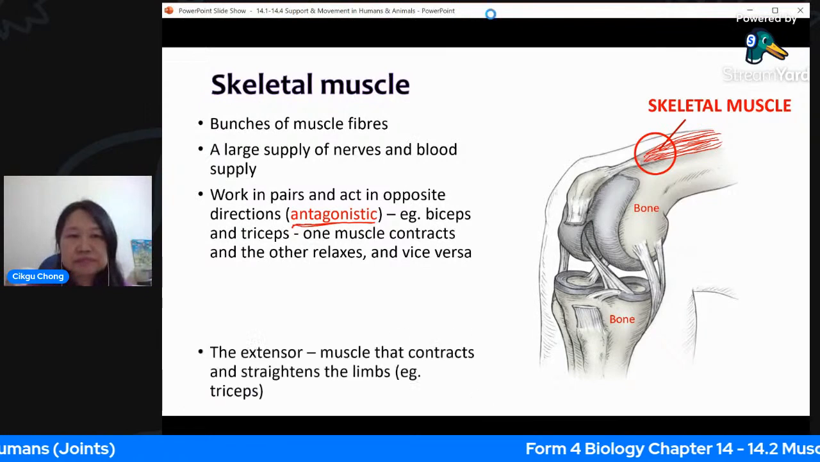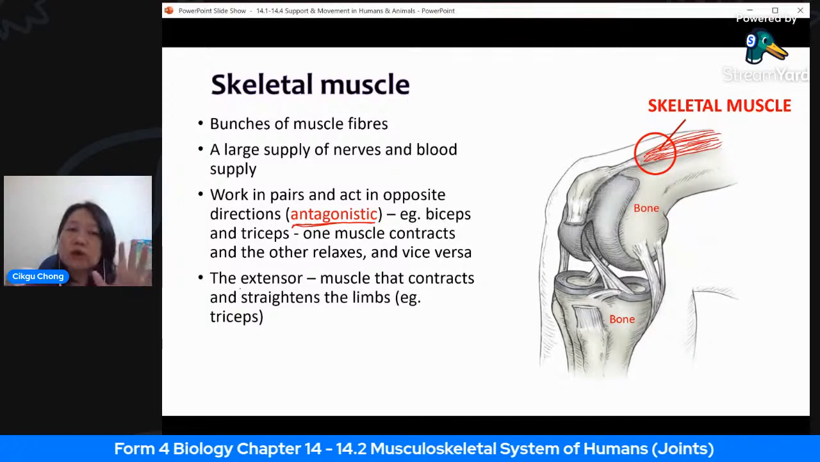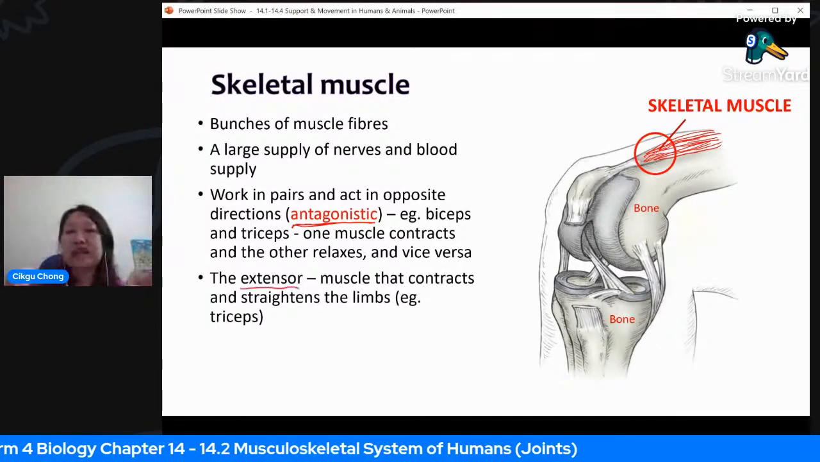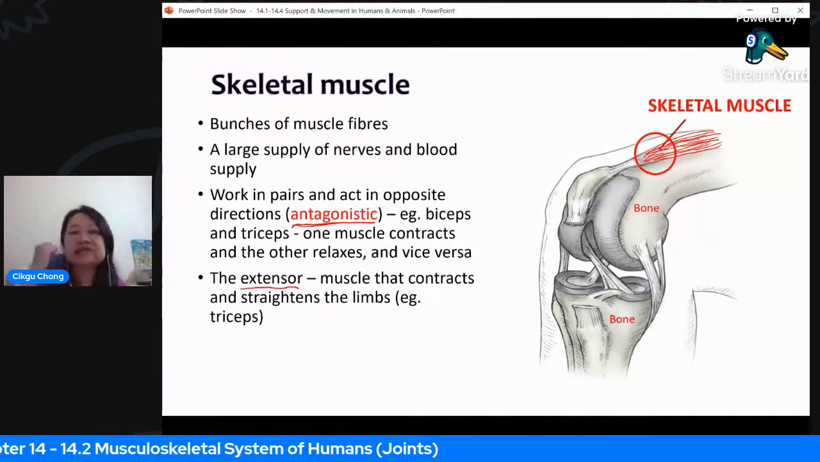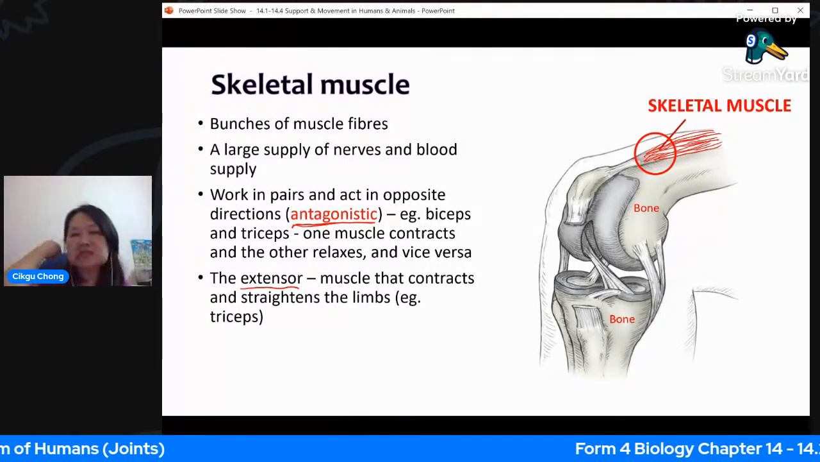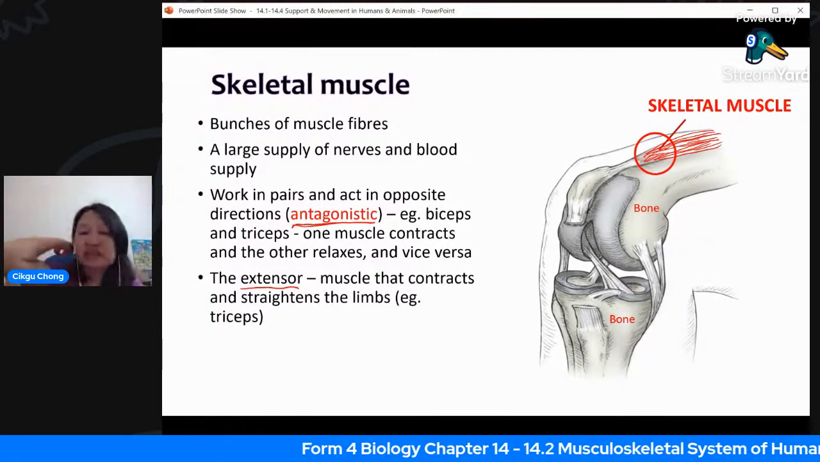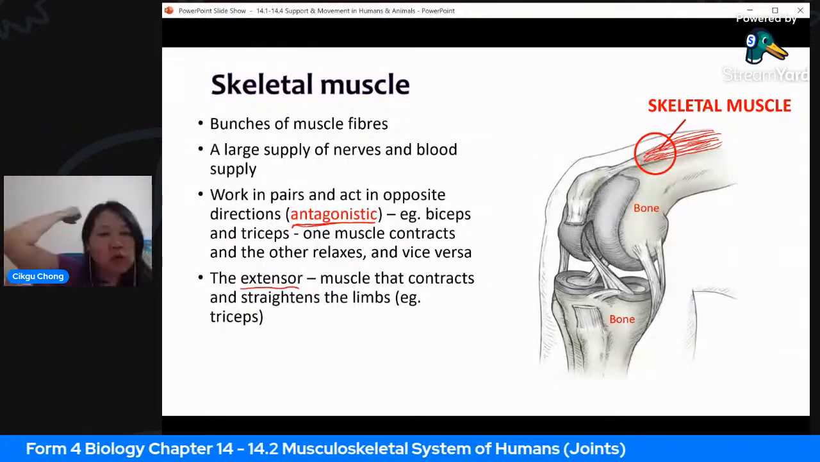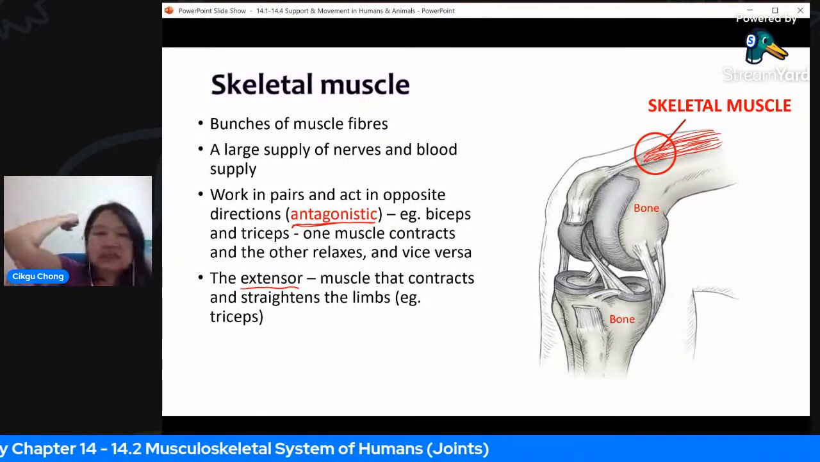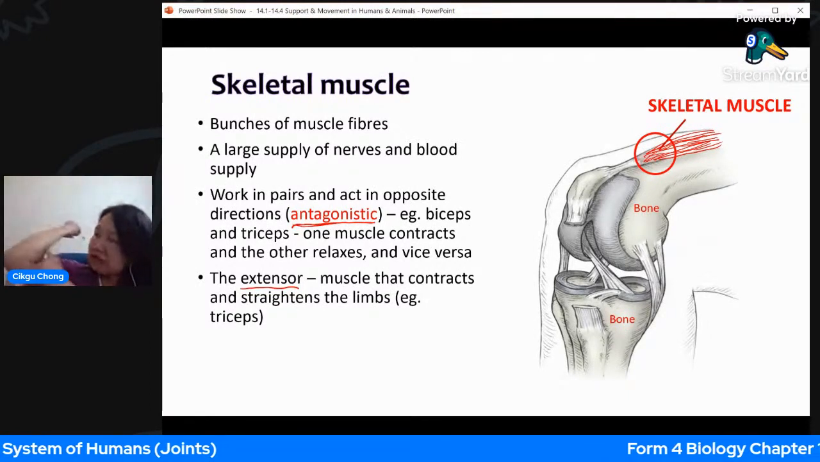Now, we have this term called extensor. Extensor from the word extend. Okay, after I'll show you with the animated diagram, you'll get a better idea. Extensor is what kind of muscle? Extensor is the muscle that contracts. And when it contracts, it will straighten the limb. So you see, which is the extensor now? Is it your bicep or your tricep? Extensor is the muscle which, when it contracts, it will extend. You see now it's extending.